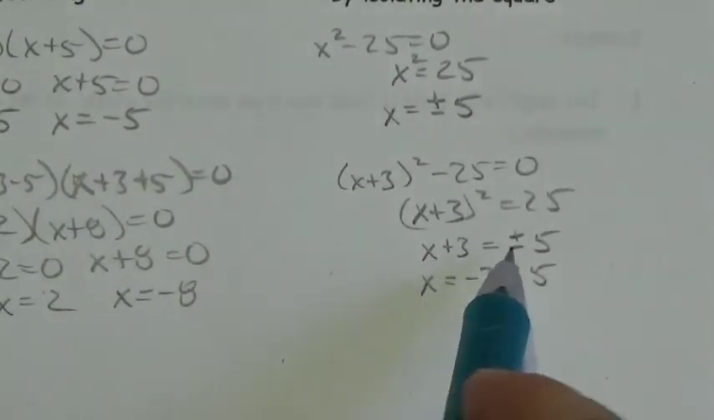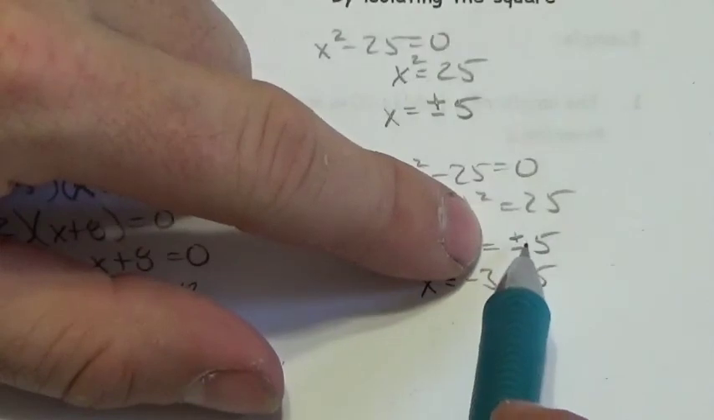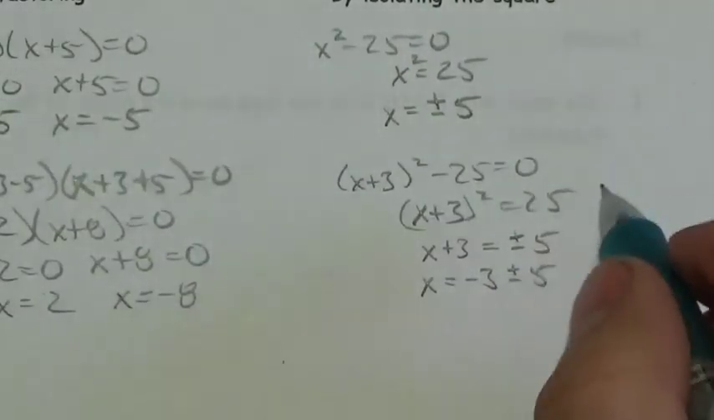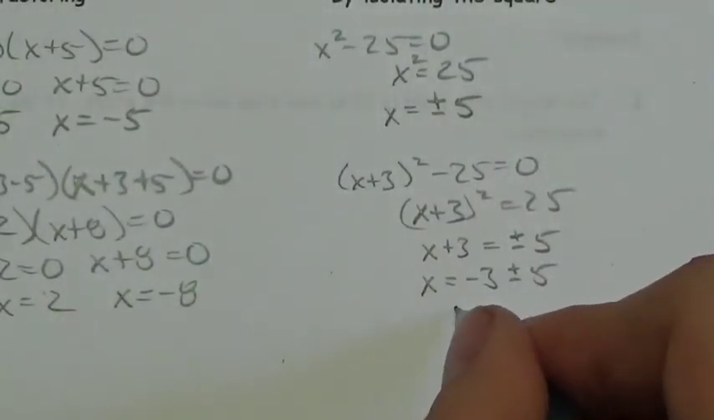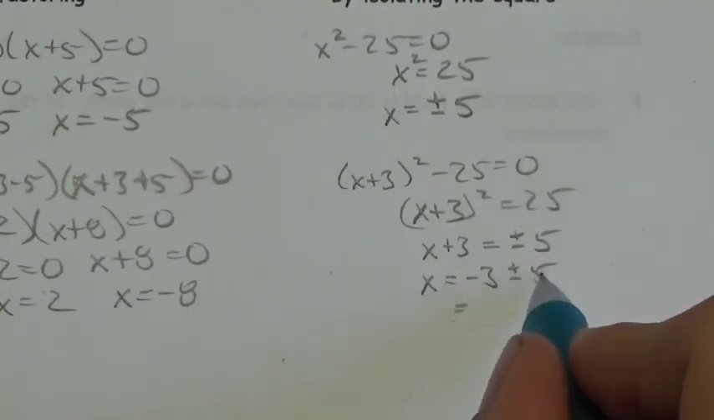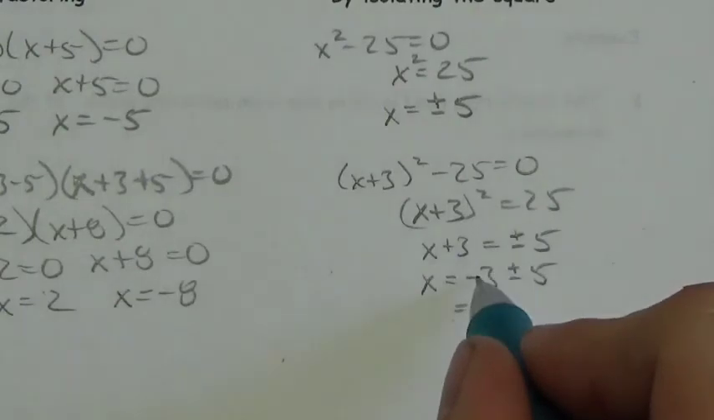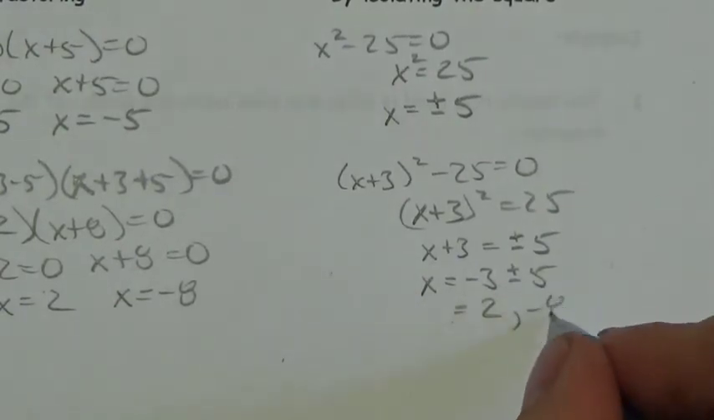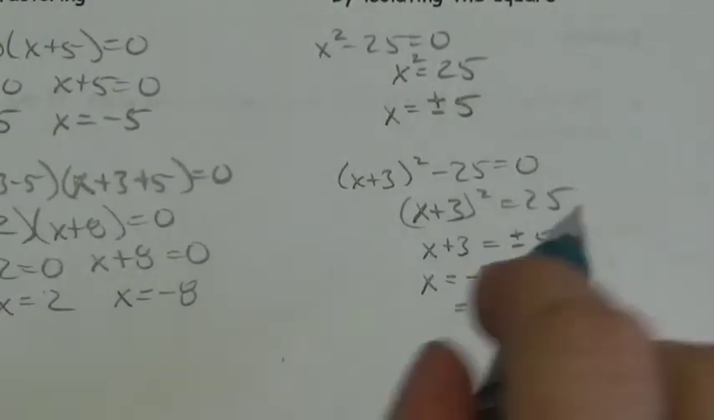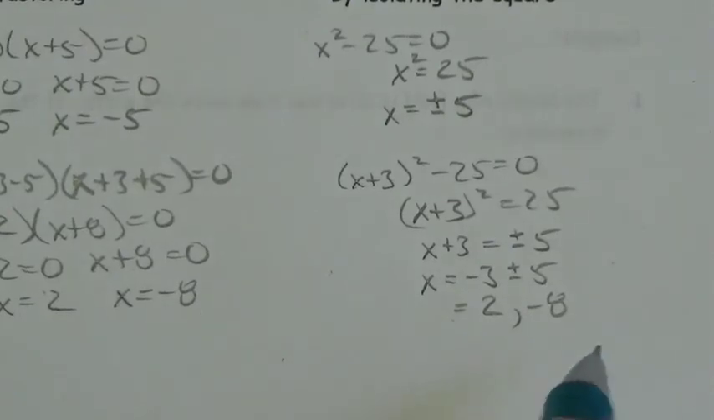Okay, I subtract the 3 from both sides, but I don't know whether this is supposed to be positive 5 or negative 5. Now let's put those together. What I'm going to get here is negative 3 plus 5, which is going to give me positive 2. Negative 3 minus 5 would give me negative 8. There are two different possibilities here, and I need to write down both.